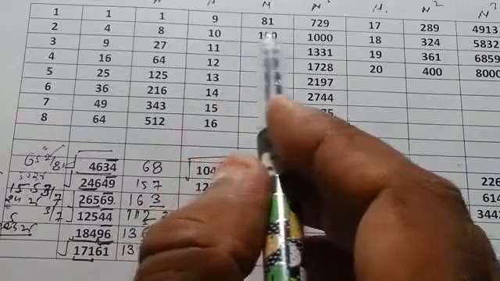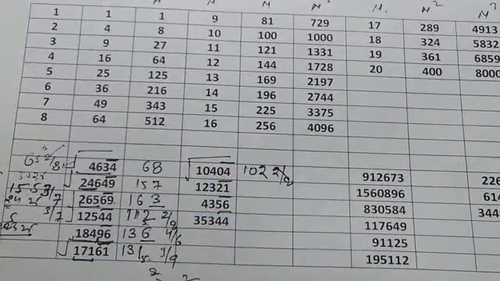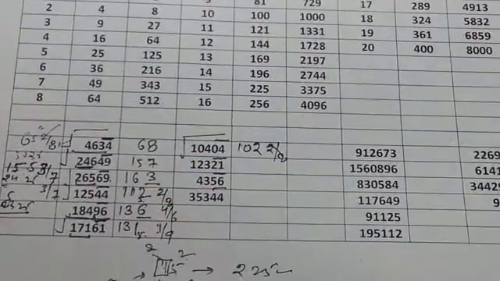104 is greater than 10 and less than 11. Okay, 102. So let us see another one.